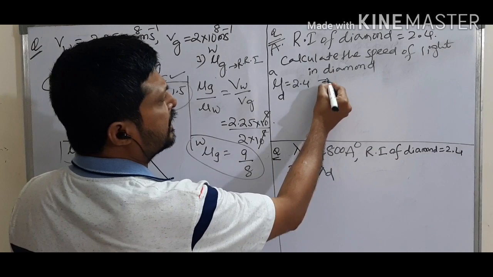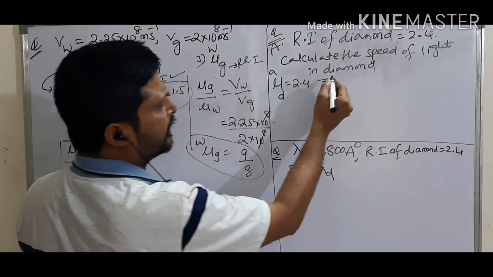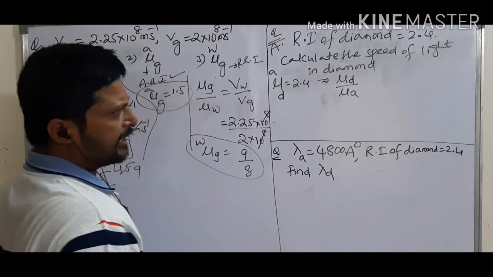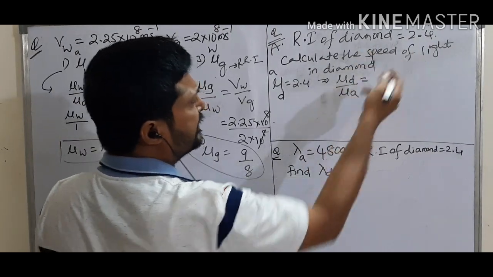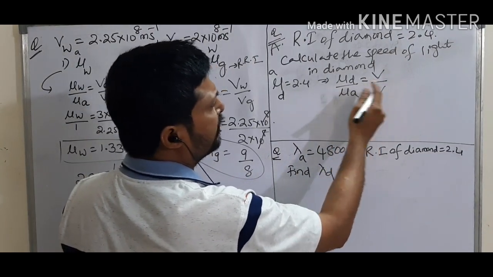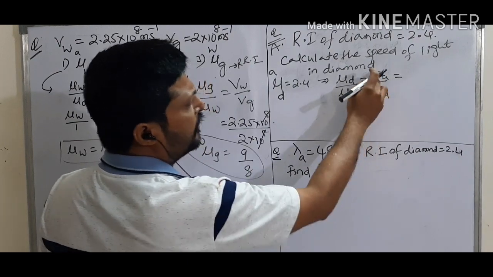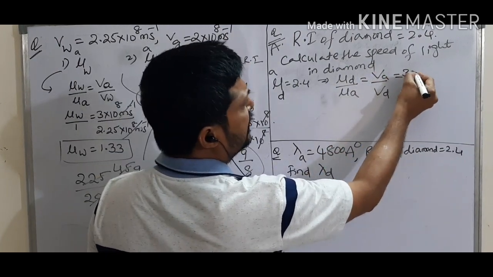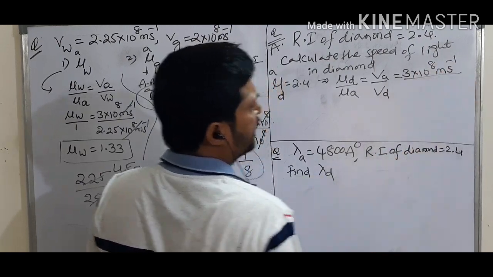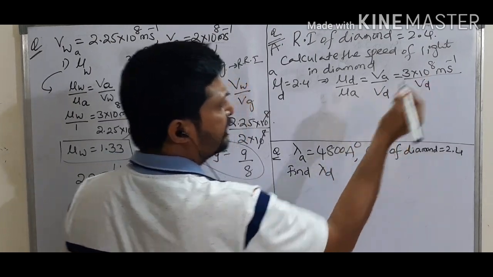So express this one. See, light is traveling from air into diamond. So write the refractive index of diamond with respect to air is equal to, expressed in terms of speed ratios, speed of light in air by speed of light in diamond. Already we know the speed of light in air is 3 into 10 to the power of 8 meter per second. Then calculate the speed of light in diamond.